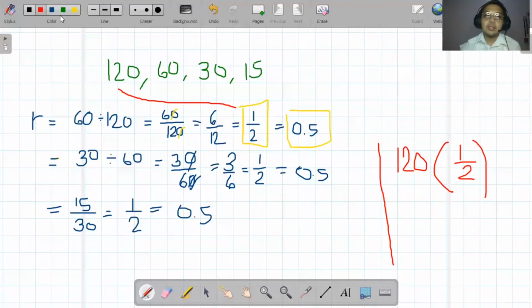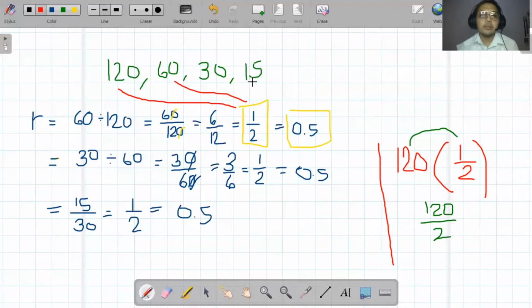Asa man mo i-times ang 120? Sa numerator, 120 times 1. So, mahimo ng 120 times 1 is 120 divided by 2. O, 120 divided by 2. Siyempre, ang answer, 60. So, muna na 120 times 1 half is 60. 60 times 1 half is 30. 30 times 1 half is 15, and so on. Pwede po kag 0.5. 120 times 0.5 is 60. 60 times 0.5 is 30, and so on.